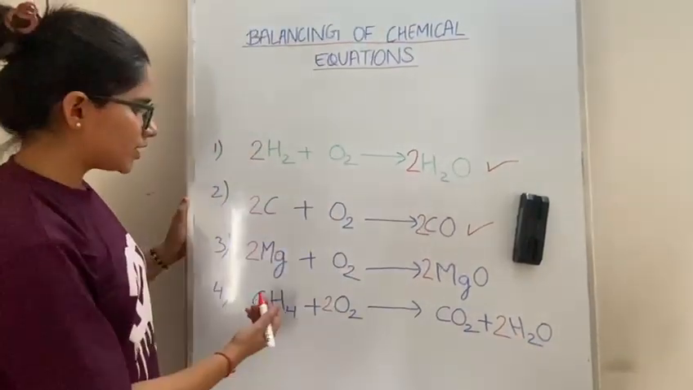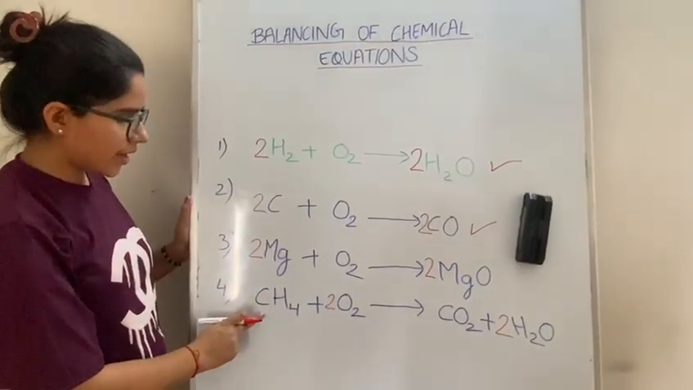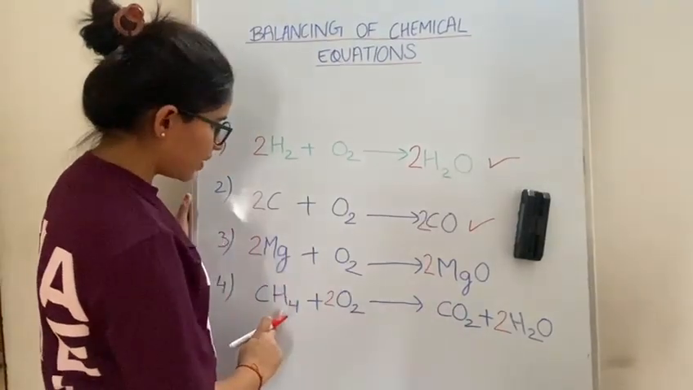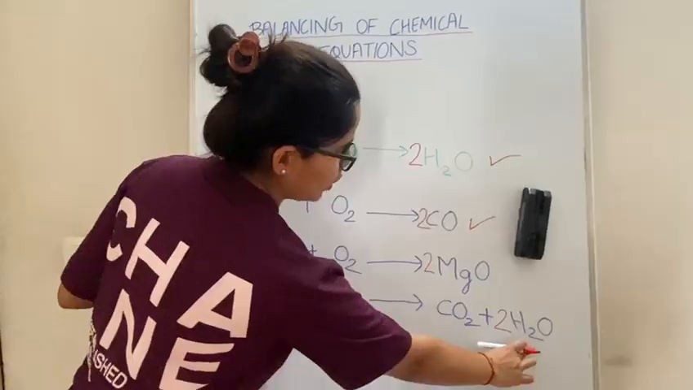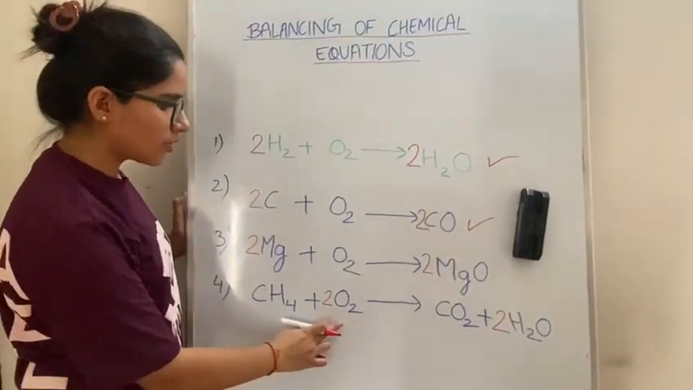Now I will check again for the carbon and hydrogen also. So here I have only 1 atom of carbon, carbon also 1 here. We have 4 atoms of hydrogen here, and here also we have 2 into 2, that is 4 atoms of hydrogen. It is done. Now we will check for the oxygen.